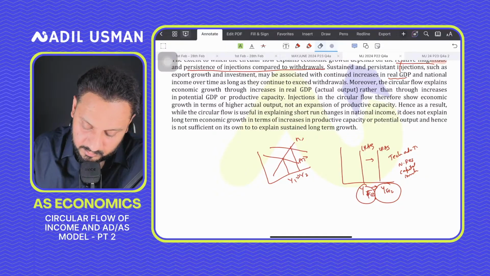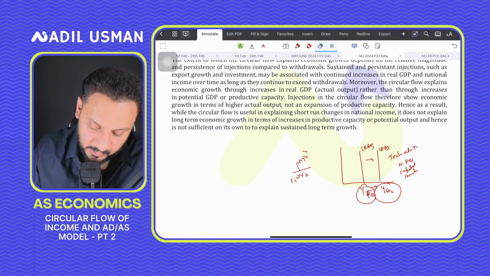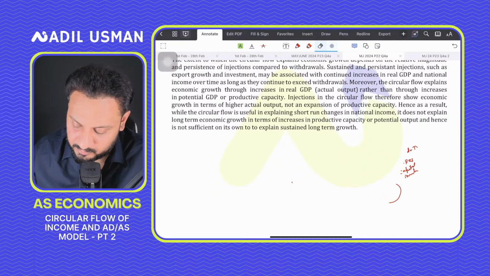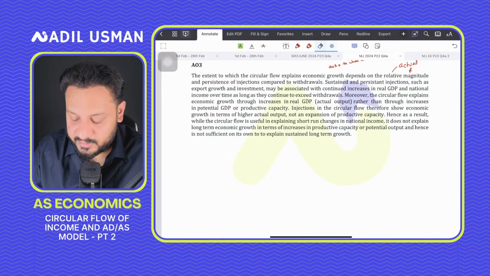ठीक है? So ये आंसर है आपका. Got it? So now we'll move on to another question, which is again a good question.